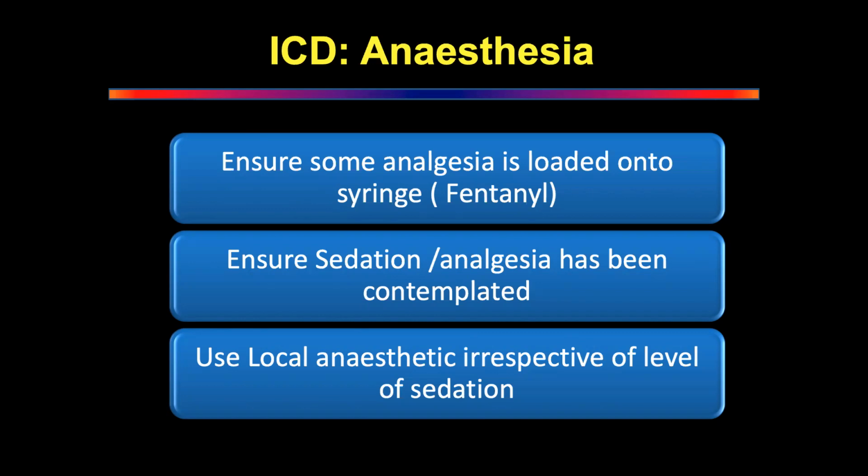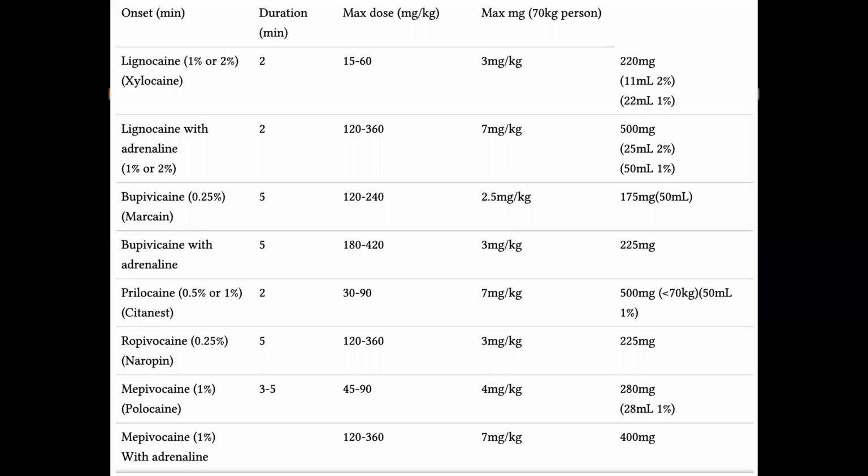Even if you take 2%, you double dilute it to make it 1%, but increase the volume. It is the volume that is important. You need more volume. There is a whole chart of what drug you can use at what strength. You must know one or two of these drugs. Simple is lignocaine 3 milligrams per kilogram, or lignocaine with adrenaline 7 milligrams. These are the two things you must know.